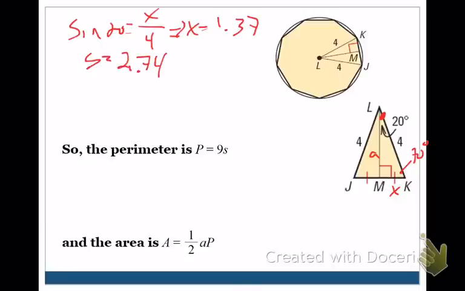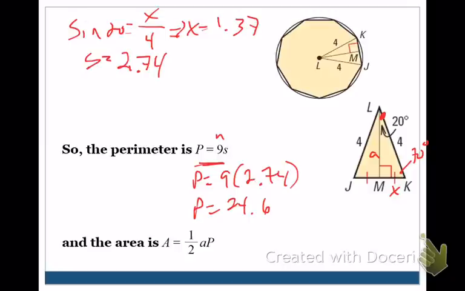Now that we know the side length, we can actually find the perimeter, right? Because again, it's the side length times the number of sides. It's n and s. And so n is 9, s is 2.74. We find the perimeter that way, so multiply this by 9. And the perimeter is 24.6.